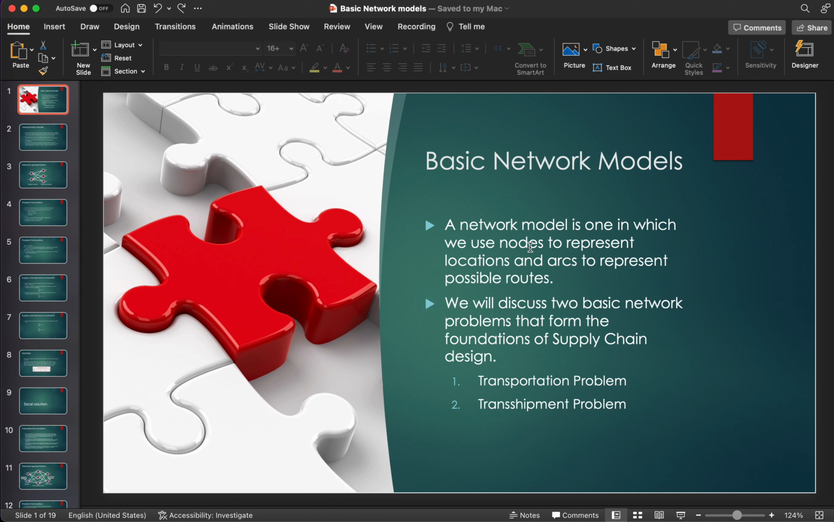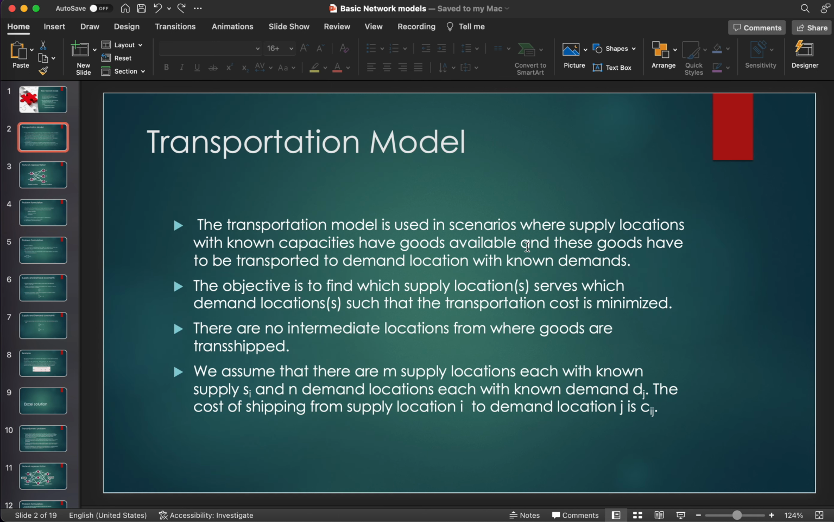By network, you mean you have nodes that represent locations. Nodes are usually represented as circles or ovals, and then arcs or arrows represent possible routes that you can take. There are two basic network problems that form the foundation of supply chain design: the transportation problem and the transshipment problem. We'll go over both of them in this video. Just to be clear, the transshipment model is not in the textbook, but everything that you need for that will be right here. Okay, so let's get to the transportation model.